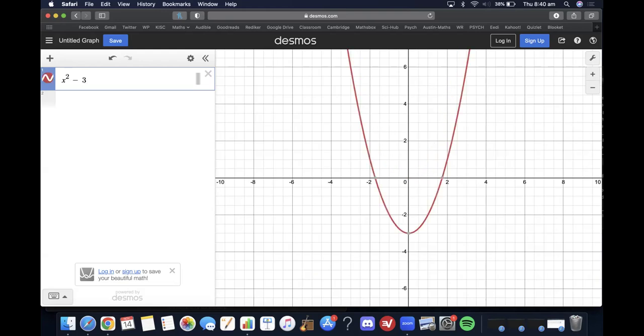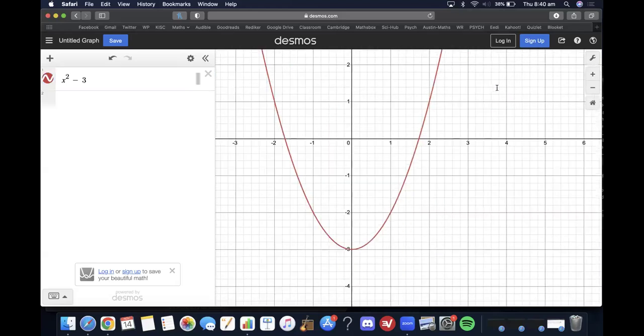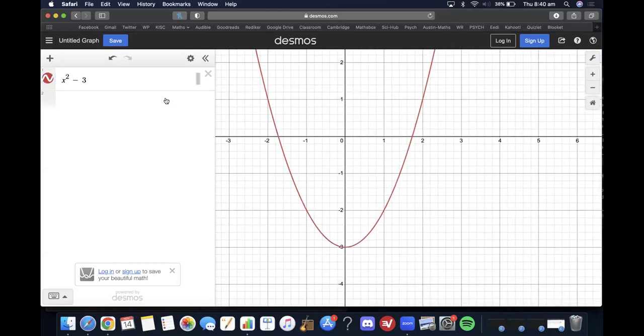Okay, so if we have this graph, I'm just going to zoom in a little bit. One of the things you're going to be asked, boys, we need to be paying attention. This is a new thing. We're going to be asked to draw a tangent line to the graph at a point.